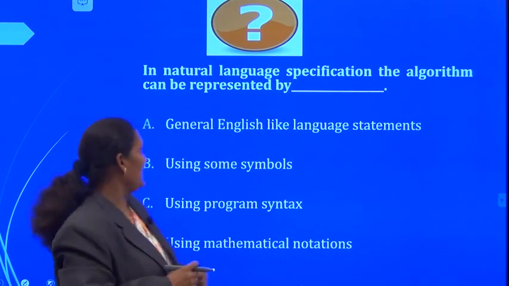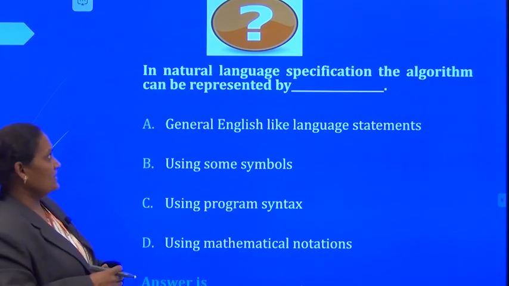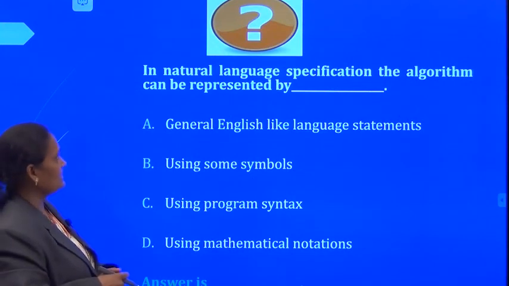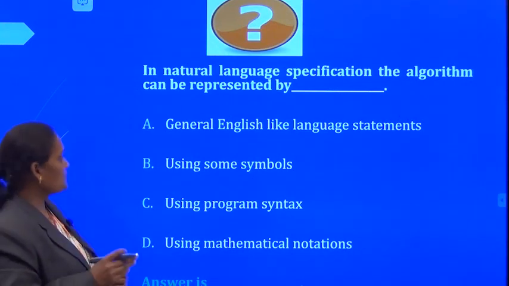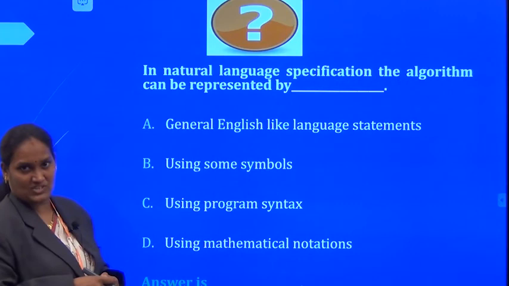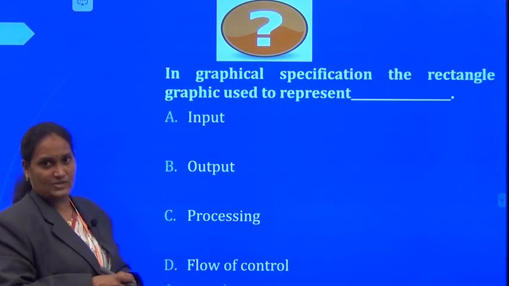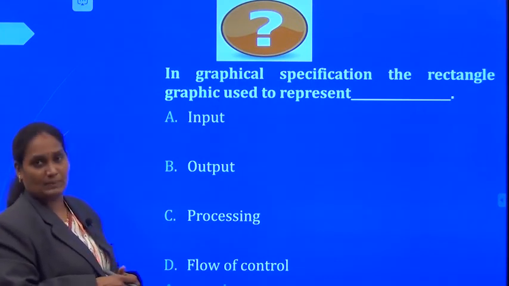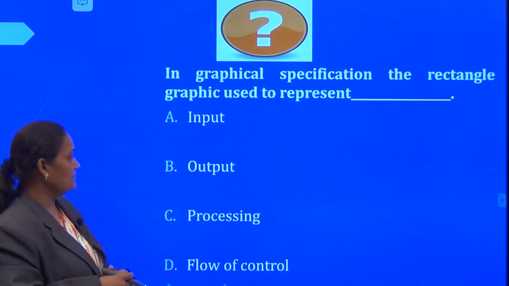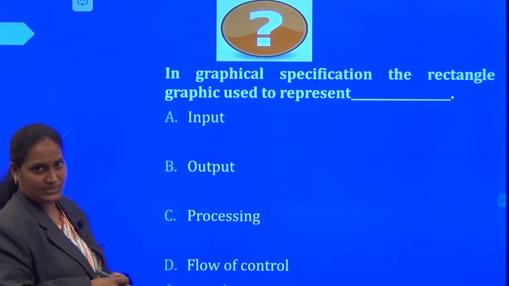To assess yourself, I have given some questions here. Let us see those questions and answer them. The first question is, in natural language specification, the algorithm can be represented by: option A, general English-like language statements; option B, using some symbols; option C, using program syntax; and option D, using mathematical notations. The second question is, in graphical specification, the rectangle graphic is used to represent: option A, input; option B, output; option C, processing; and option D, flow of control.